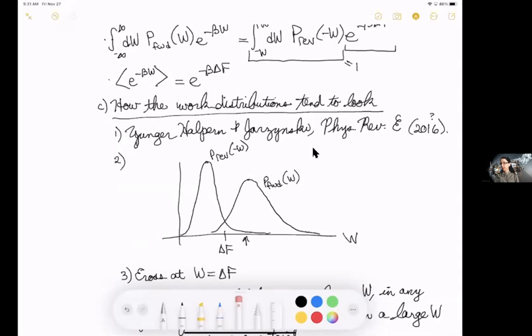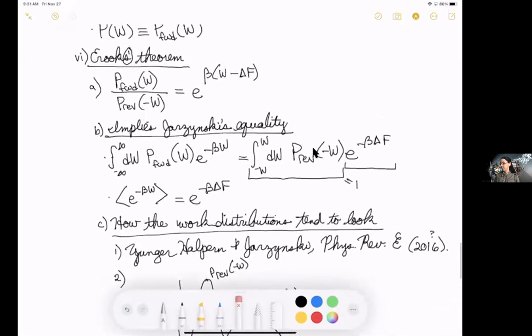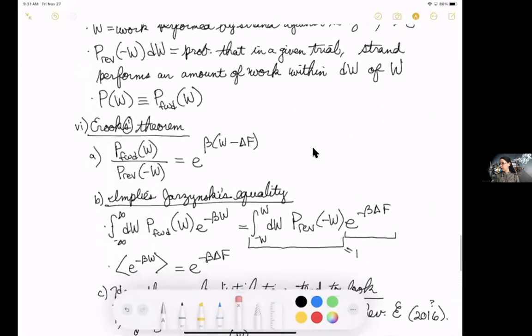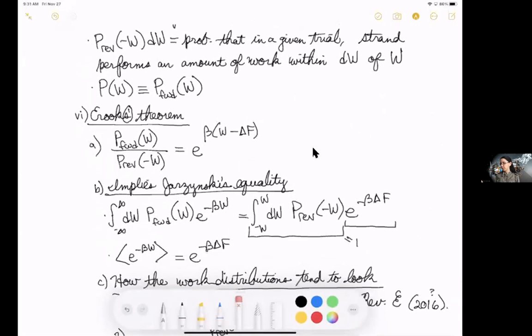Could you talk about the negative sign again? I'm guessing that means the negative sign in the reverse work distribution. This negative sign convention is rather funny, and I always have to double check myself, but it means this quantity here signifies the probability that in a given trial, the DNA strand will output an amount of work that's close to W, and W tends to be positive. So this is just funny notation to get used to.